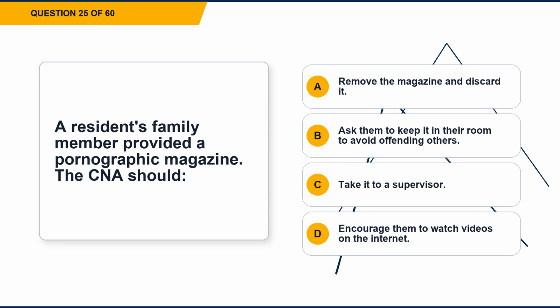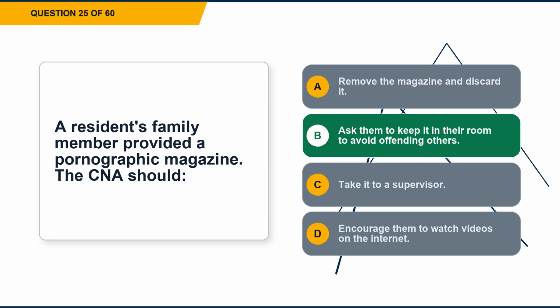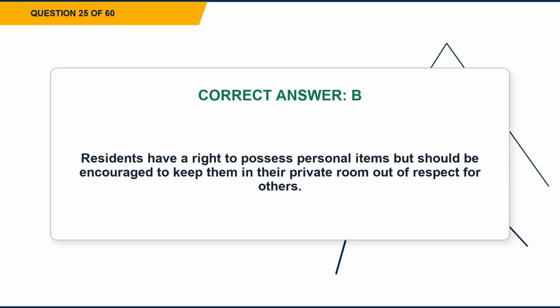Question 25. A resident's family member provided a pornographic magazine. The CNA should: Option A, remove the magazine and discard it. Option B, ask them to keep it in their room to avoid offending others. Option C, take it to a supervisor. Option D, encourage them to watch videos on the internet. The correct answer is option B, ask them to keep it in their room to avoid offending others. Explanation: residents have a right to possess personal items but should be encouraged to keep them in their private room out of respect for others.